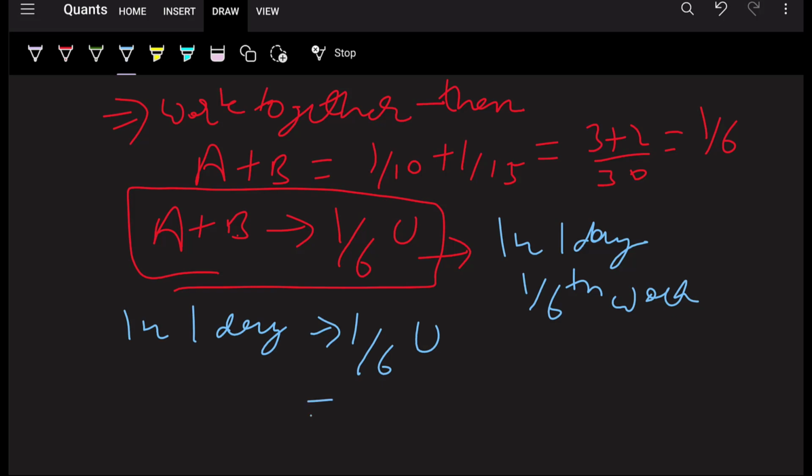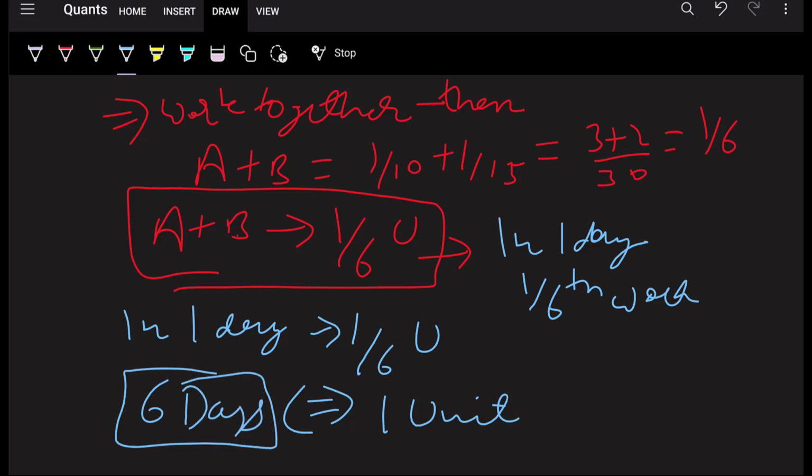So we have to complete what? We have to complete 1 unit of work, because the whole work is 1 unit. So how many days will it take to complete 1 unit of work? I will multiply by 6 on both sides. So 6 days will be our answer.